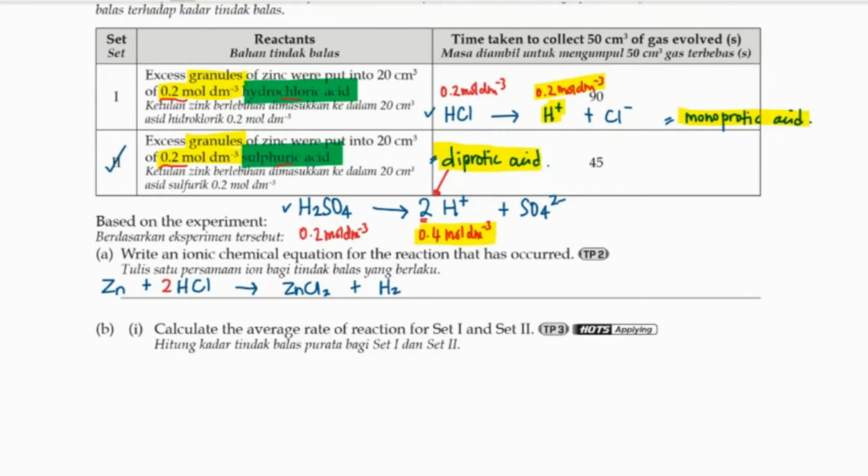In order to write the ionic equation, we need to know the physical states. So zinc is solid. Hydrochloric acid is acid, right? Aqueous. Zinc chloride, soluble or not, class? Zinc chloride. Is it soluble, sir?